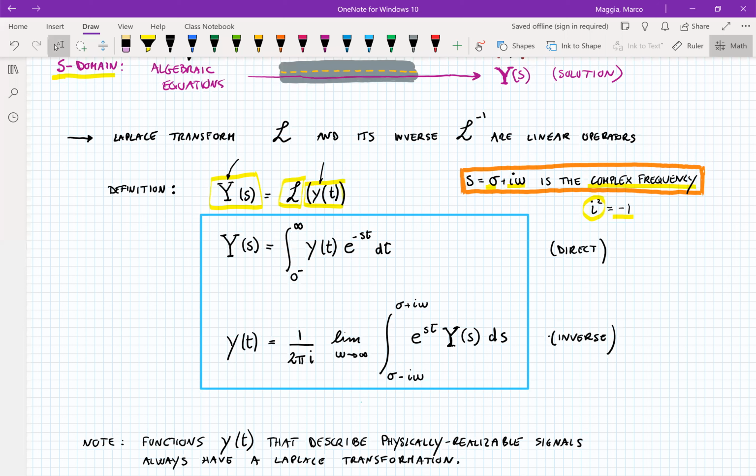So very quickly, what is the Laplace transform? We have a formal definition in terms of an integral. If you have your function in the time domain y of t, and you want to find the same function, but now in the Laplace domain, you have to take this integral from 0 to infinity of y of t times e to the minus st dt. And if you want the inverse, you have to solve an even more complicated integral.